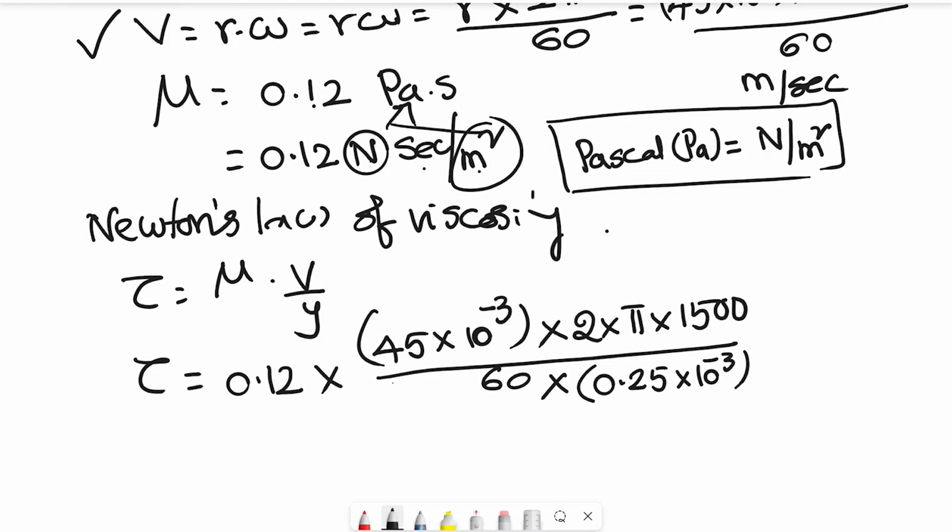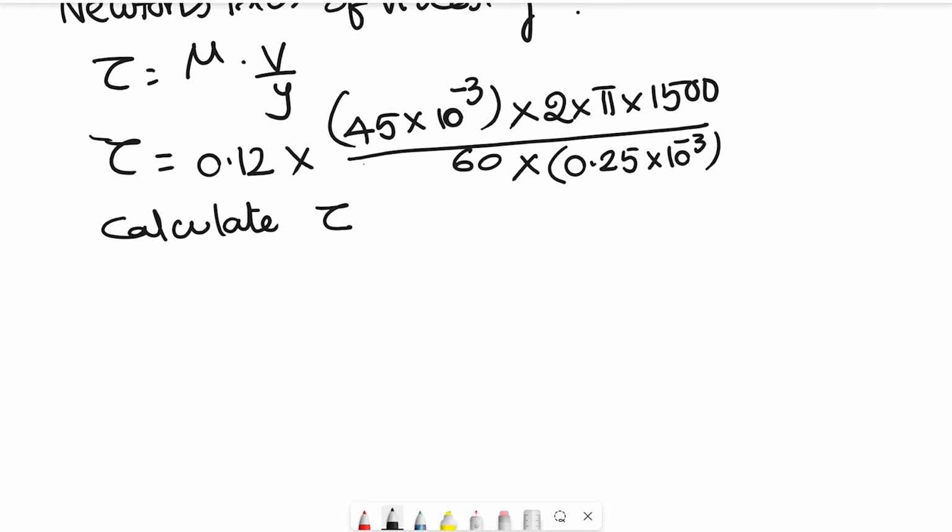If I put in the values, then naturally we will get tau. You can calculate what tau is. But what he asks for is power. If I want to get power, then I need force. Tau is equal to force by area, that means force by surface area.